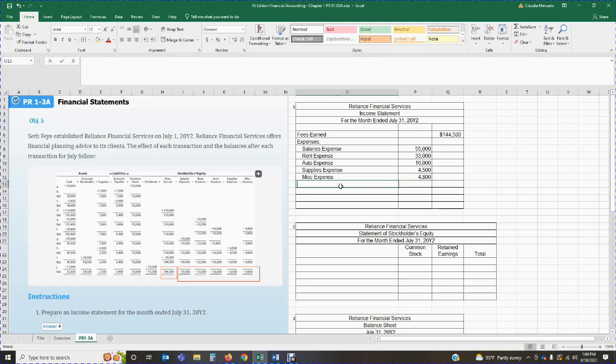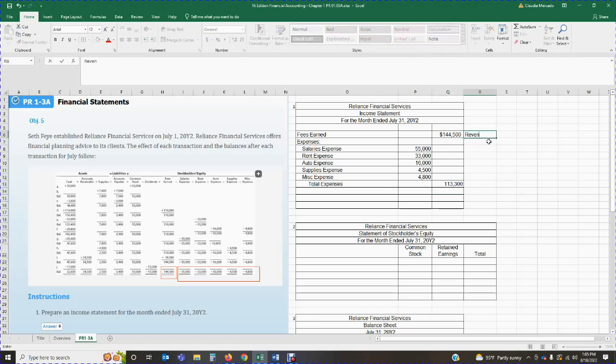Okay. So now I can calculate my total expenses. How much did I spend in the month in expenses for operations or operating my business? So I'm going to go ahead and add all those together. So I'm going to add them all up. And my total expenses is $113,300.